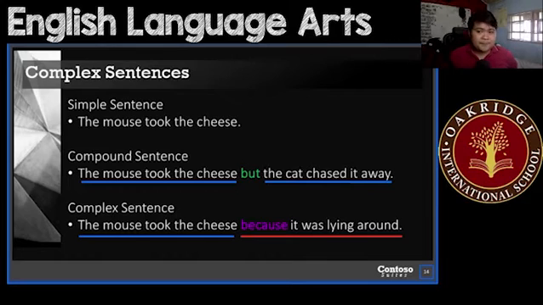It's a simple sentence. The mouse took the cheese. Okay? This is a simple sentence. We have a subject, mouse. We have a predicate, took. That's it. It's connected. What about a compound sentence?